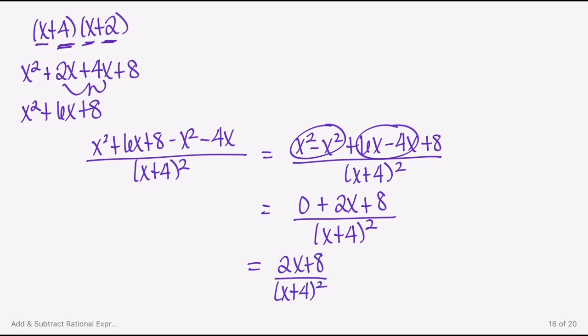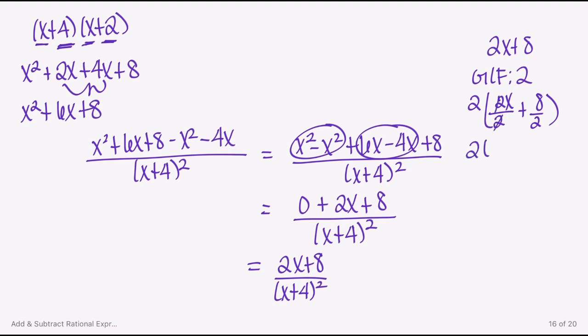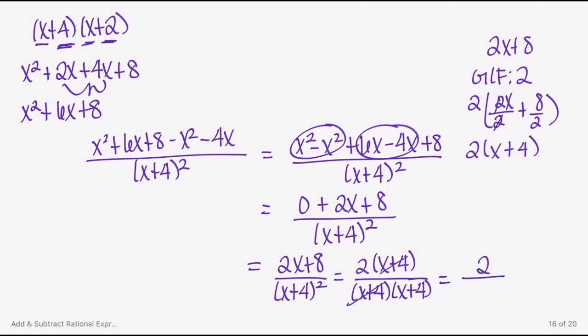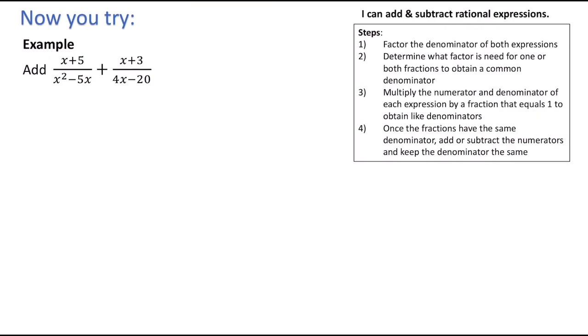Remember, you always want to simplify, so that 2x plus 8, if you look at that, it does have a GCF, right? It has a GCF of 2. So I'm going to factor out that 2 from both terms. And when I do that, that gives me 2 times x plus 8 divided by 2, which is 4. So I have 2 times x plus 4 over x plus 4 squared, which is basically x plus 4 times x plus 4. So that means that one of these x plus 4s can cancel, so my final answer is going to be 2 over x plus 4. So that is the simplified expression that is the answer. So now you can go ahead and pause the video and try doing this example on your own.